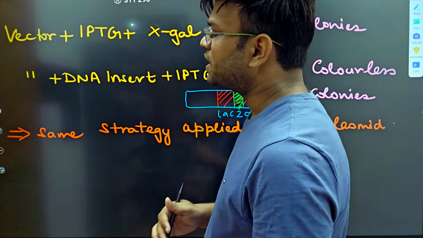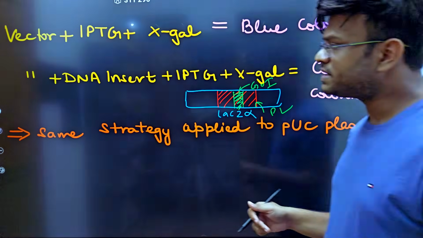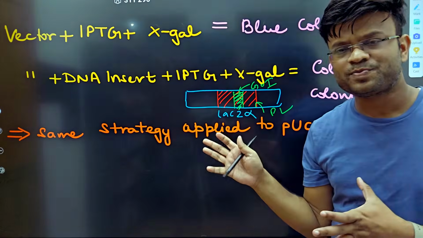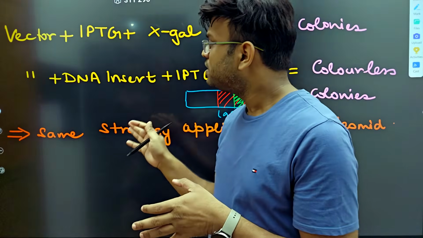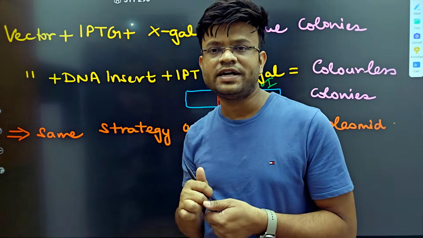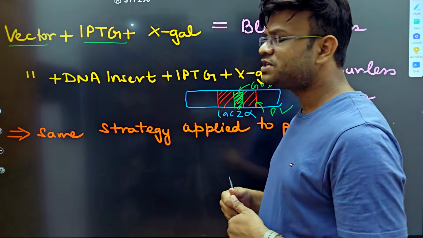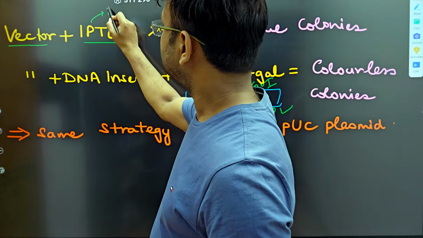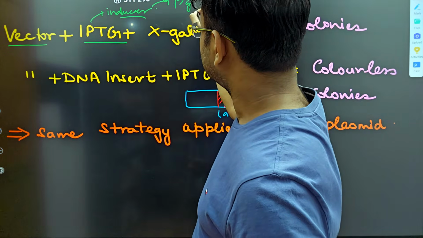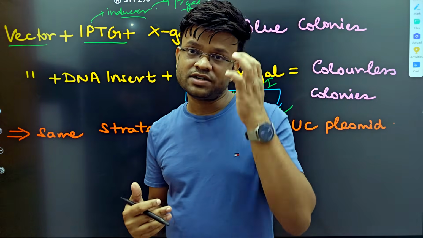Now understand this: vector plus IPTG plus XGAL. I've already said that with this particular vector, we can check whether our gene of interest is present inside the vector or not through the blue-white screening process. We are using IPTG. What is it? It is the inducer. What will it induce? It will induce the production of the beta galactosidase gene. So if IPTG is present, more beta galactosidase will be produced.